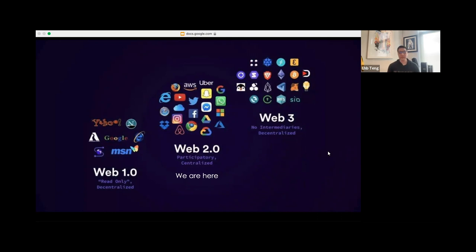And then eventually we moved into Web 2.0, which is where we are right now, which is very participatory, meaning it's content rich. You've got social media and blogs and vlogs, people creating tons of content. But it became very, very centralized. A handful of big conglomerates and corporations essentially control the internet, or control the data flowing around it. So Web3 is the talked-about next evolution from Web2.